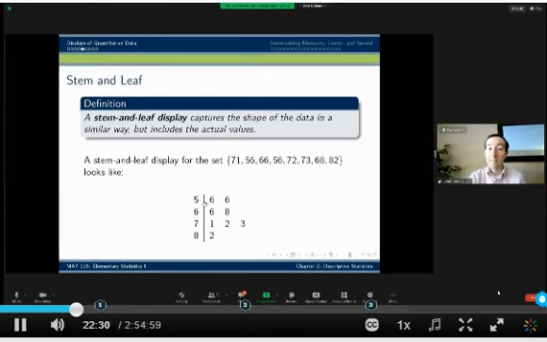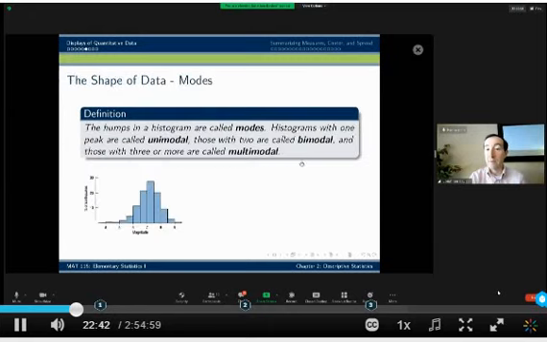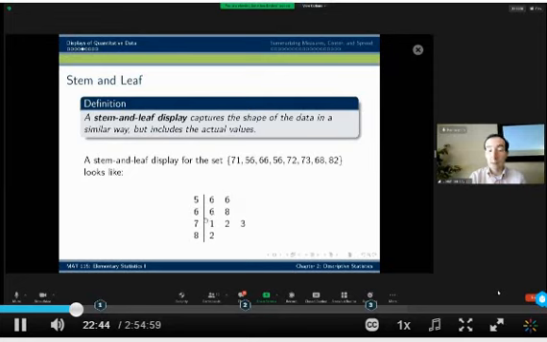So in my 6th column, my ones place, my first number is a 6. That corresponds to the 66. And my next number is an 8. That corresponds to a 68. And then for the 70s, I have a 71, a 72, and a 73. So I can see the 3 data values here. And then lastly, an 82.